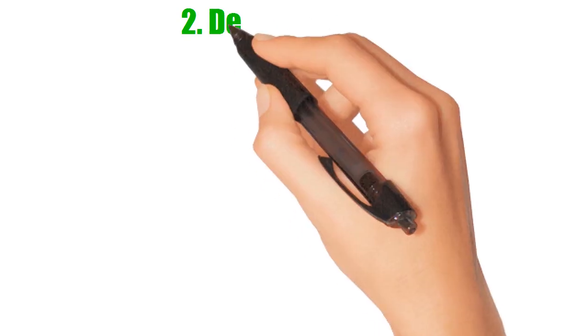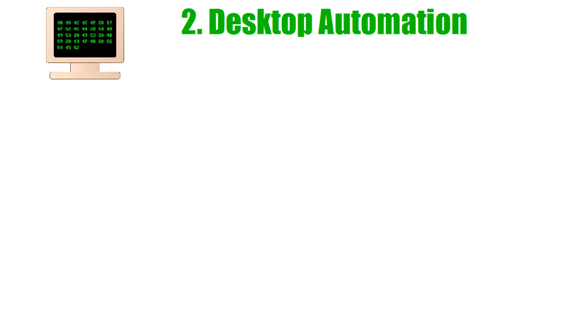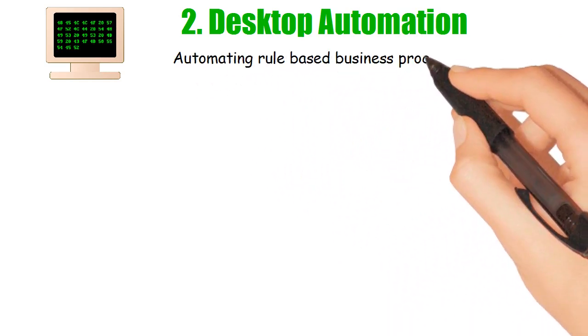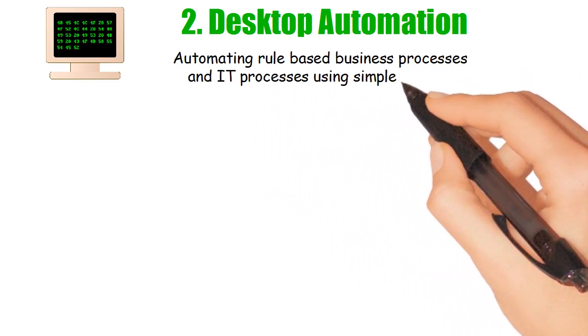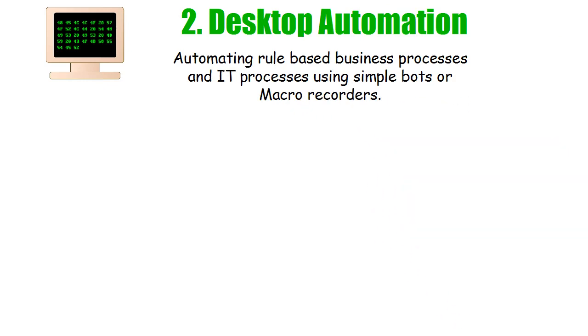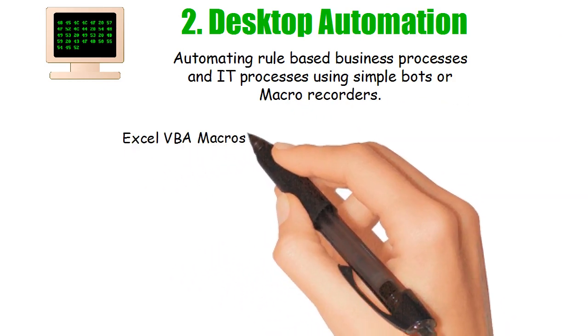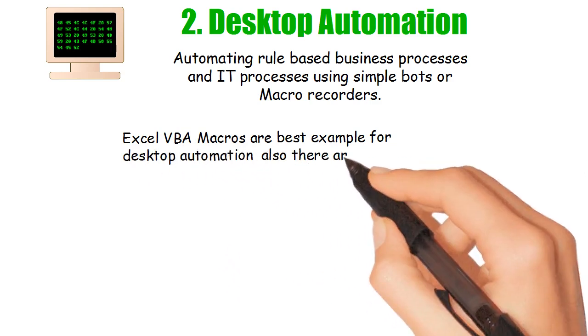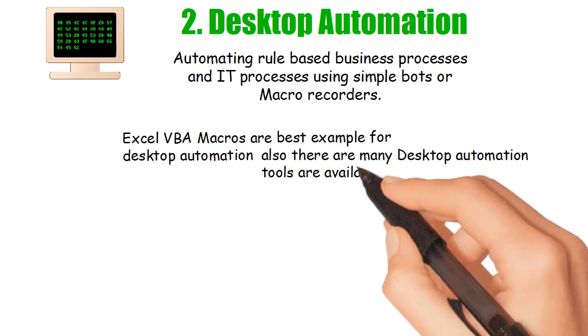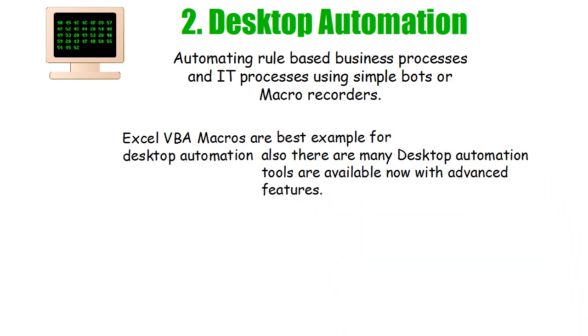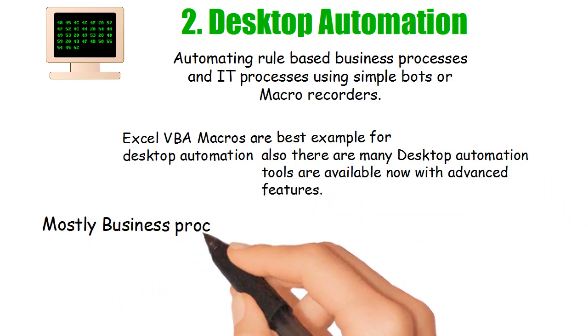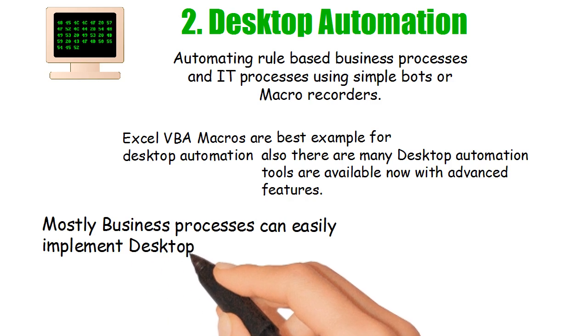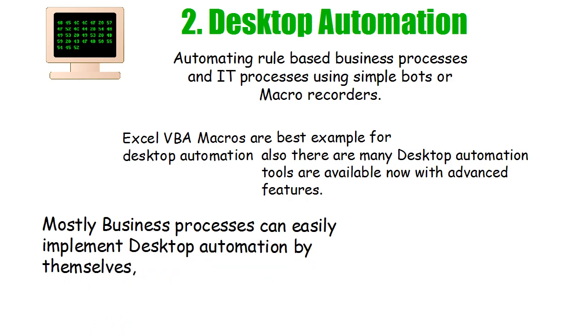Number 2. Desktop Automation. Automating rule-based business processes and IT processes using simple bots or macro recorders. Excel VBA Macros are the best example for desktop automation. Also, there are many desktop automation tools available now with advanced features. Mostly business processes can easily implement desktop automation by themselves without the involvement of the IT team.